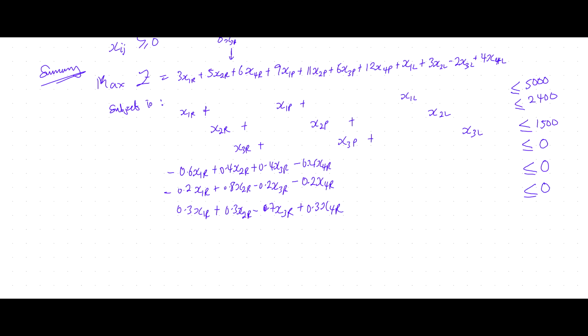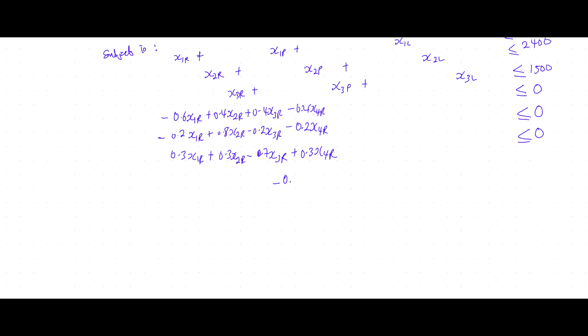Then the second one is here. Move this out. 0.4 x1p, okay, so plus 0.4 x2p minus 0.6 x3p, then plus 0.4 x4p, and it's less than or equal to 0.